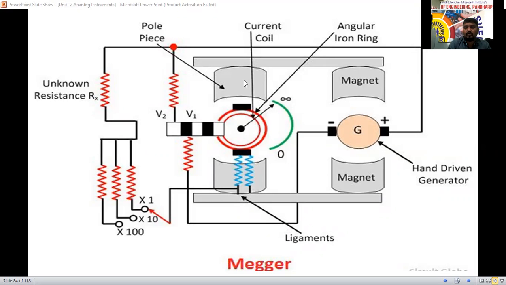Now this is the pole shoe we are using. The pointer or free calibrated scale is there. One end is infinity, another end is 0 here.